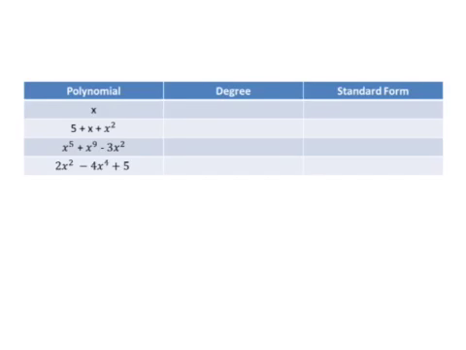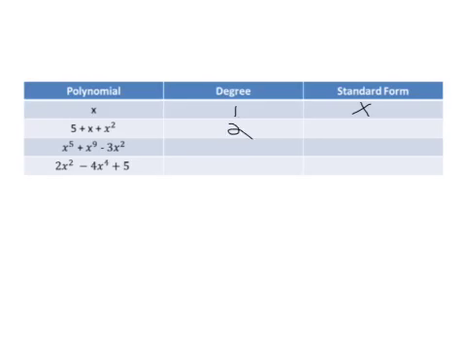Okay, so for this chart, you want to find the degree and then write it in standard form. For the first one, x has an exponent of 1, and that's the only exponent in this monomial, so the degree is 1. Then to write it in standard form, it's highest to lowest. Since x is the only thing in it, it is just x. For the second problem, 5 plus x squared. Our biggest exponent is 2. So that means my degree is 2.